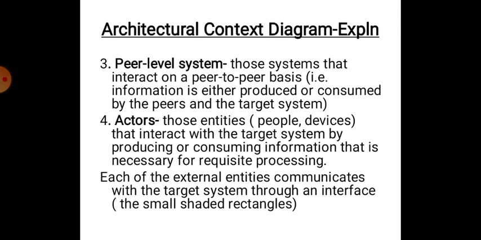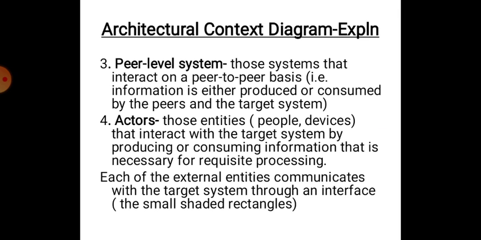Next, point number 3, peer level systems. These are systems that interact on a peer to peer basis. That is, peer to peer basis means information is either produced or consumed by the peers and the targeted system. That means there is good communication at a higher level between the target system and the peer system.